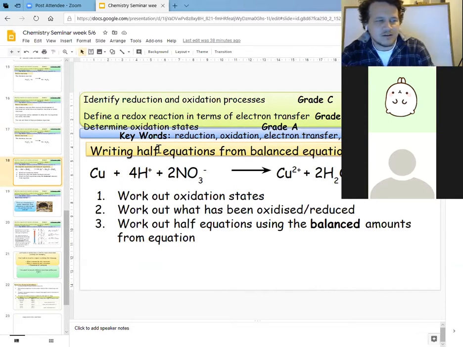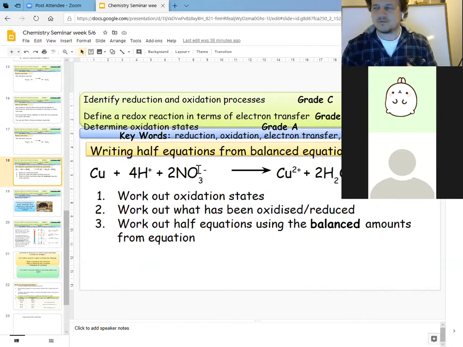So we need to work out the oxidation states. And this is what I want you guys to try. Once you've watched this, once you've had a read, have a go at this one. I will do a bit more complicated one on the whiteboard. But first you work out the oxidation states.